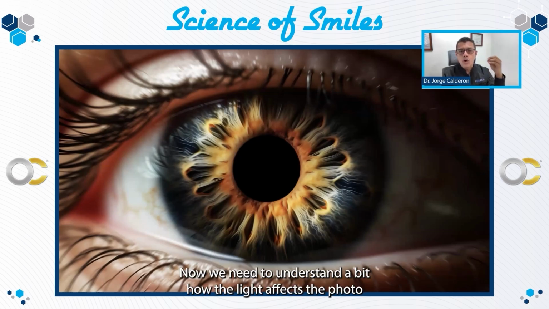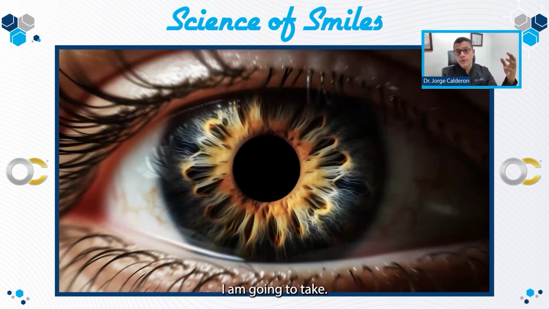So, we have already seen part of macro photography. Now, we need to understand a bit how the light affects the photo I am going to take.